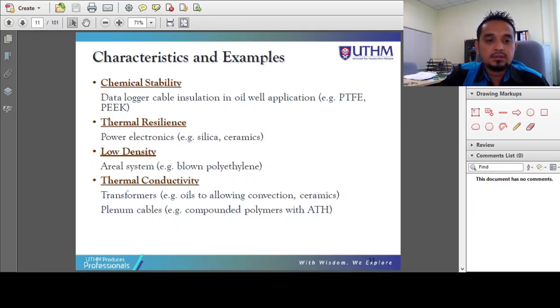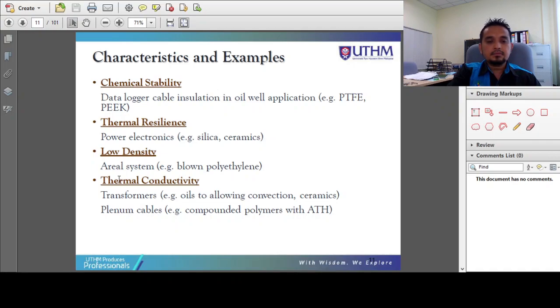And then we talk about the thermal resilience, in which, for example, in power electronics, we have a very compact device or equipment. We can use silica or ceramic, for example, that can withstand very high temperature, to prevent damage to this equipment. And then in certain cases, we need to use low density materials in aerial systems, for example, blown polyethylene.